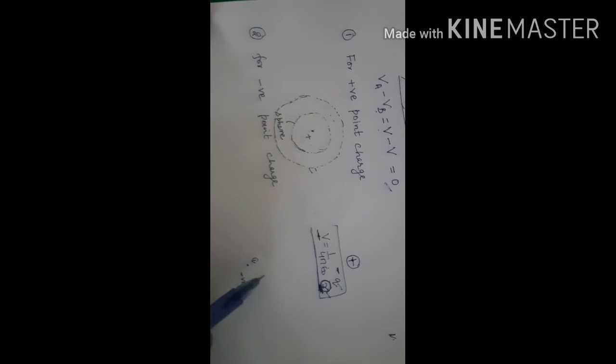So again, it also forms a spherical surface, as we have discussed for the case of positive charge. So these are the equipotential surfaces for the negative charge.